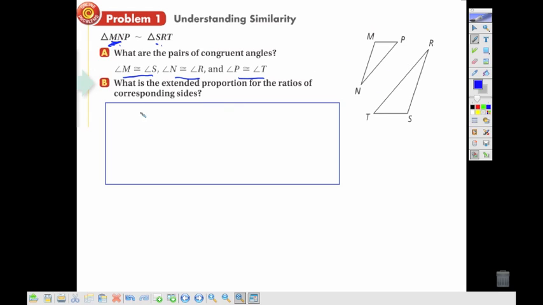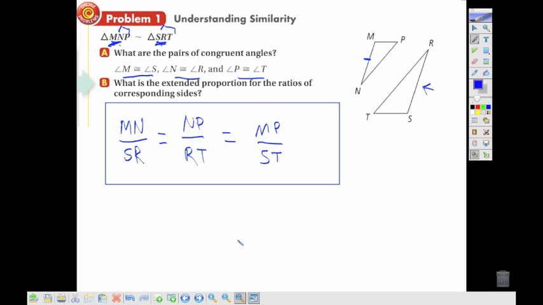So if I start with MN up here for my first one, think of that as a length, that would compare to the length of SR there. So MN over here would compare to this side over here, SR. Those are both the longest sides. And that'll be equal to our next pair. NP goes with RT. And notice I'm always taking my first one over my second one. The last one on the side to look at would be our MP, and that would be over ST. And that's our extended proportion.